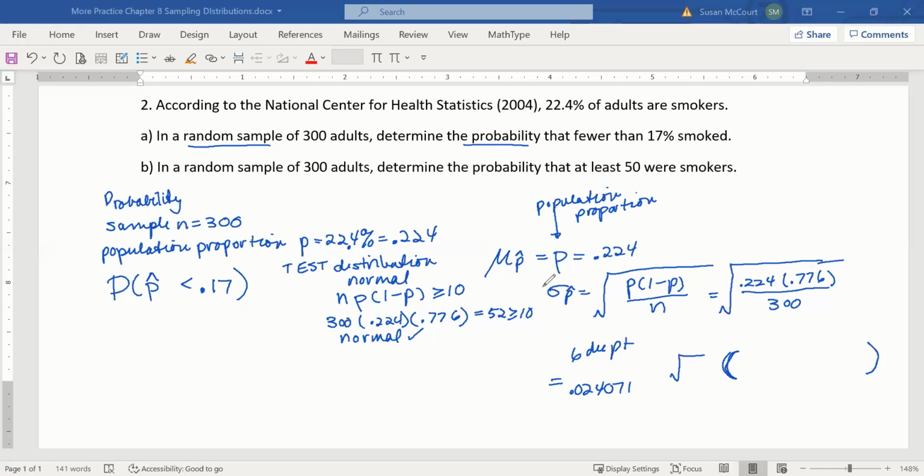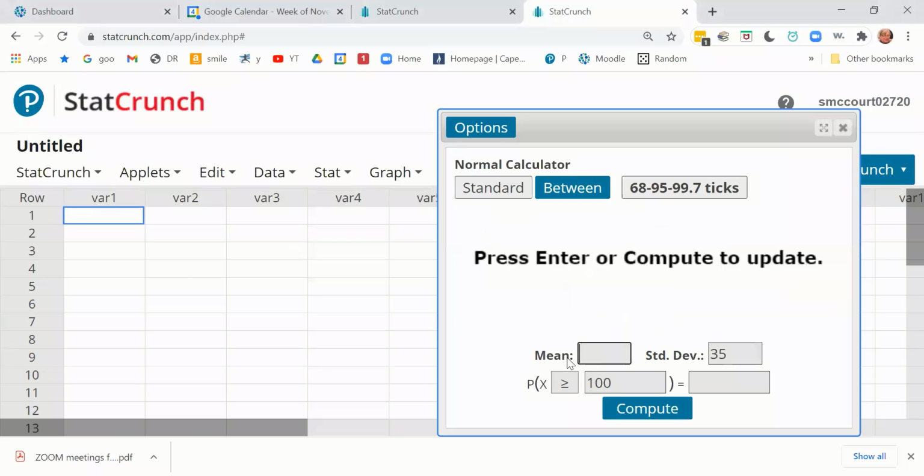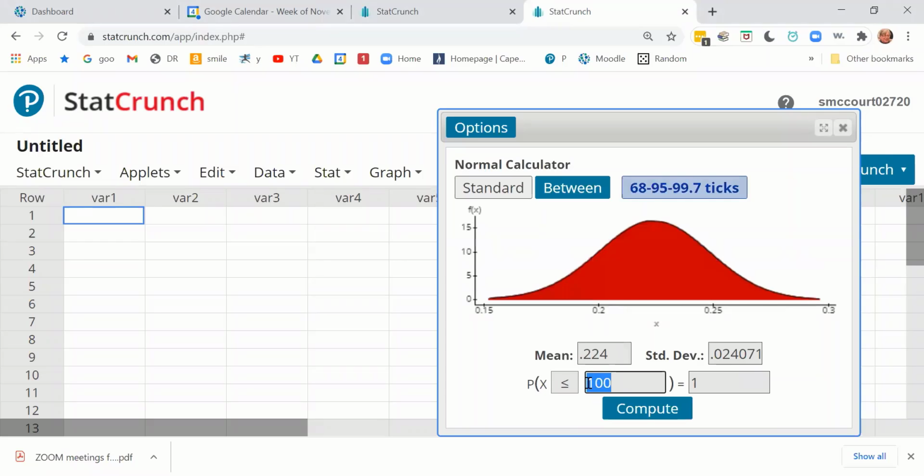Okay, so we have a new sigma and a new mean and a probability, so we go into StatCrunch. I'm going to go ahead and do this one with StatCrunch. So our new mean is 0.224. Our new standard deviation is 0.024071. And we want the probability that our p hat is less than or equal to 0.17.